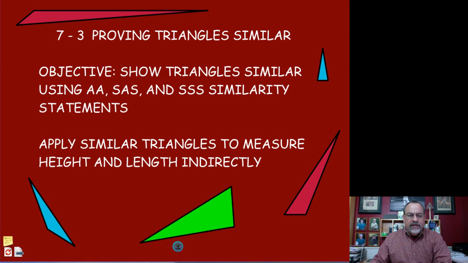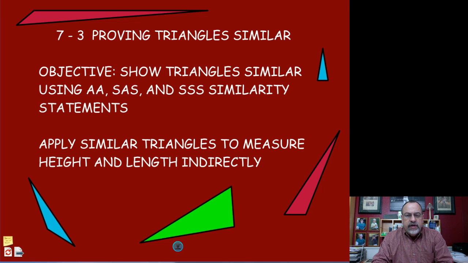Geometry Chapter 7, Lesson 3, and we want to look at applying similar triangles. Now that we know how we can prove that triangles are similar using AA, SAS, or SSS similarity, we want to then apply these to measuring things that are in the real world, or things that we might want to measure that you can't necessarily go out and put a tape measure up against. Something like maybe a tree or a building or something like that.